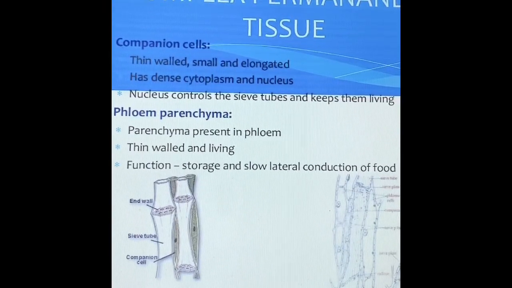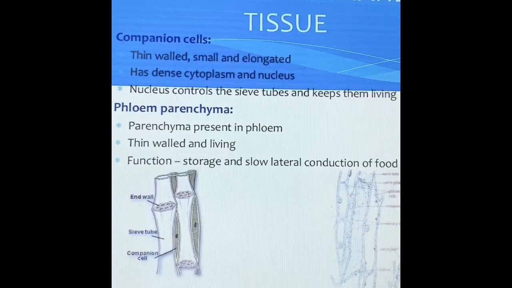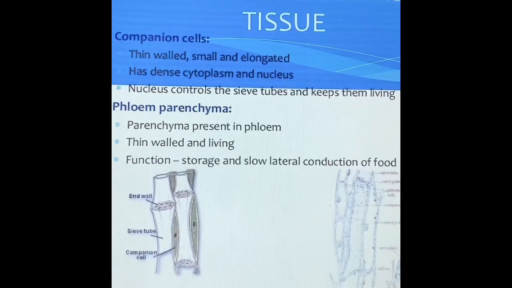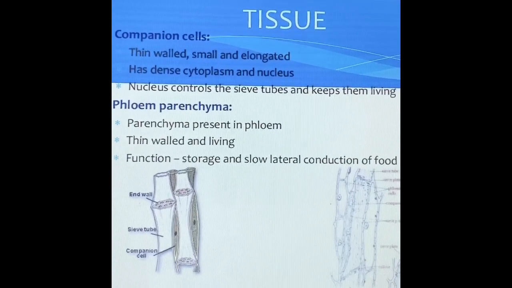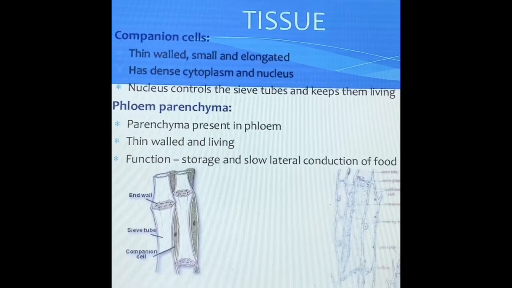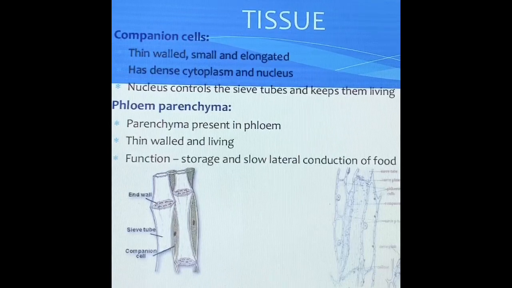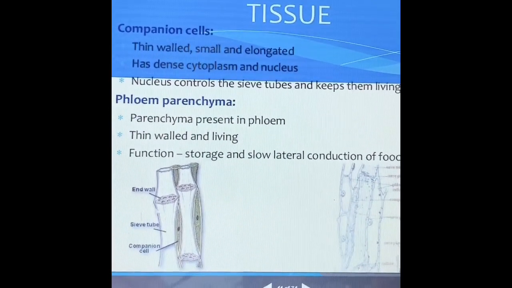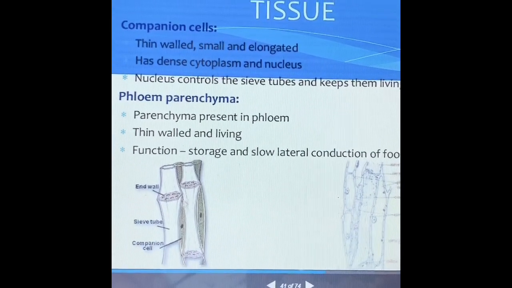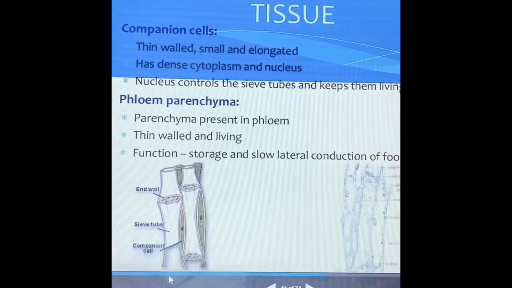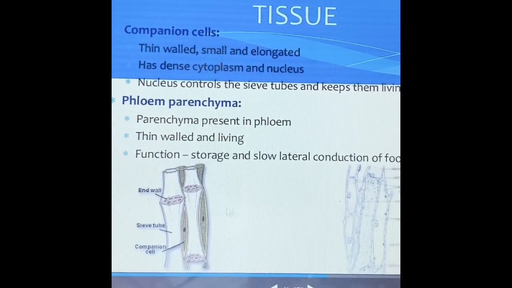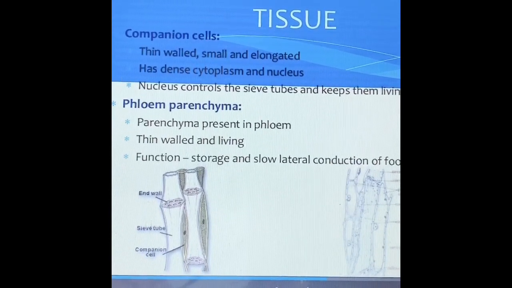The cells of phloem parenchyma are thin-walled and living. They have two functions: storage and slow lateral conduction of food. Like the xylem parenchyma, they show lateral conduction of food, that means conduction of food in this direction, this way. Here the food is going up and down through the sieve tube like this, but in case of phloem parenchyma and xylem parenchyma, they help in lateral conduction of the food.